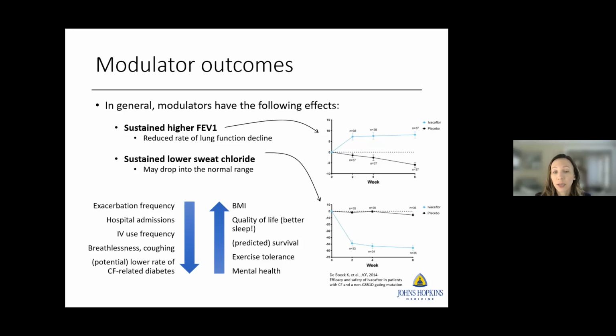On the flip side, we see an increase in a lot of good things as well. BMI, so a lot of individuals with CF have a low BMI or maybe underweight. We're seeing that improve on modulators. Better quality of life, oftentimes this means better sleep for people. They're coughing less, they're able to get better quality of sleep. We expect, based on the modeling, predicted increases in survival. We see increases in exercise tolerance and also in mental health. So lots of good things that are coming out of modulators.